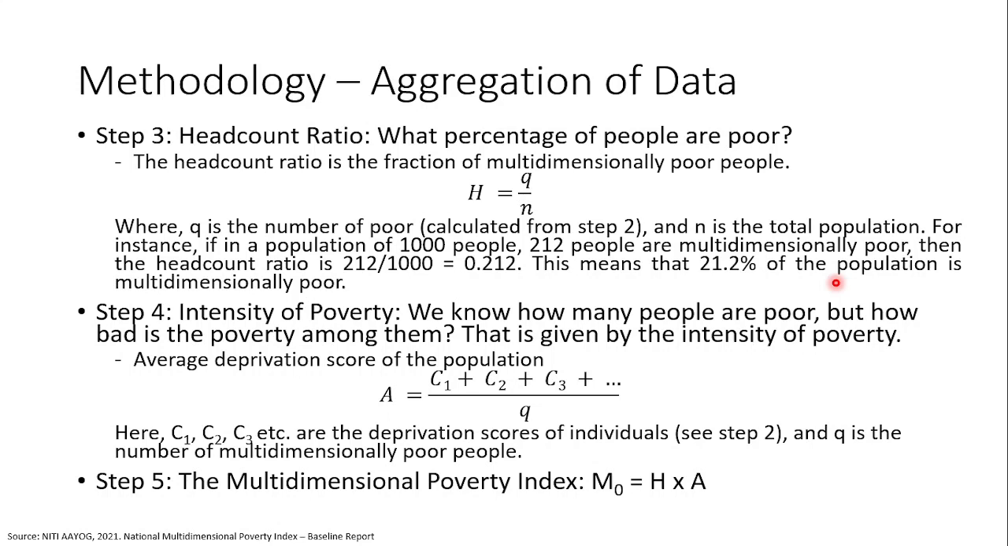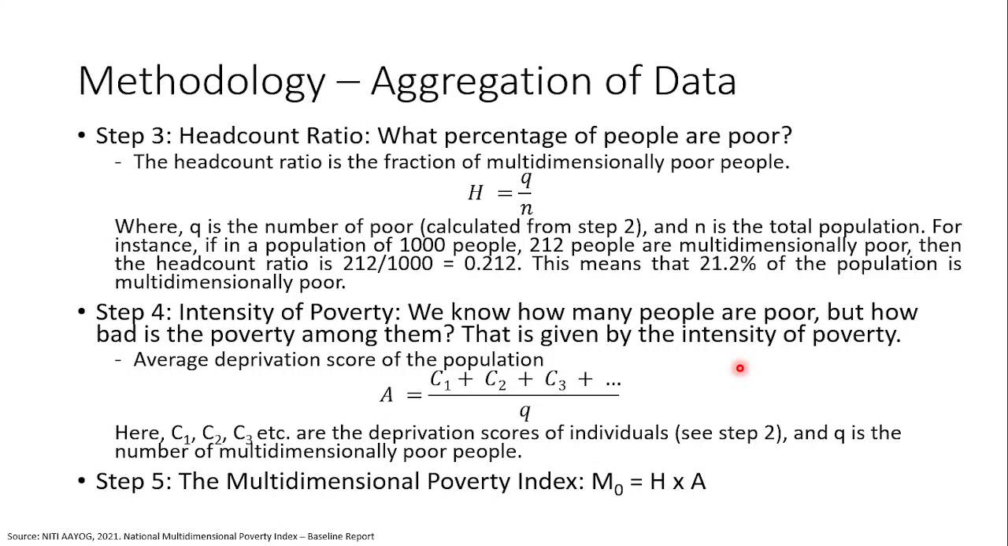So that is the head count ratio. The next is intensity of poverty. So what is this? Now we know how many people are poor, what percentage of people are poor, but how bad is the poverty among them? Earlier, let's say we saw that 100 rupees per day is the threshold given by United Nations, right? So if someone is earning 98 rupees per day, he's still poor because he's below the poverty line. If someone is earning, let's say, 10 rupees per day, he's also poor. So how do you make the distinctions between them?